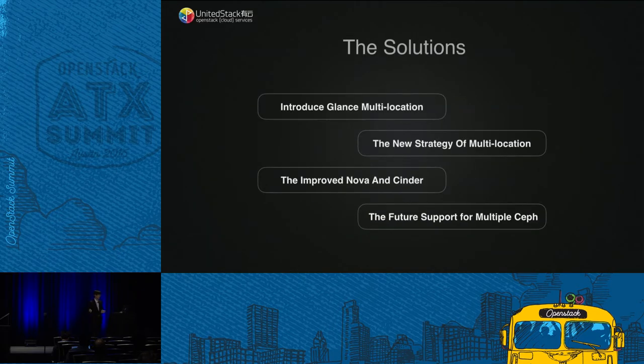So it's time to make the summary. We have extended the Glance multi-locations feature, implemented the new strategy, and improved the APIs of Nova and Cinder. That makes it possible for users to specify locations or storage backends to boot virtual machines and create bootable volumes. That's what we call Glance Multiple Backend Support, not just the multi-location feature.